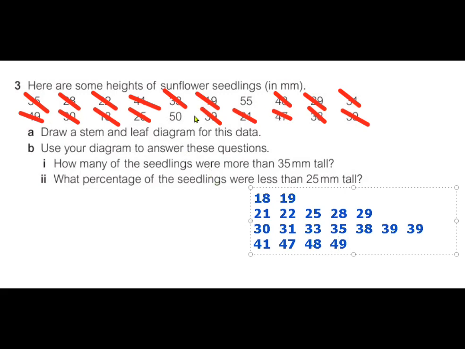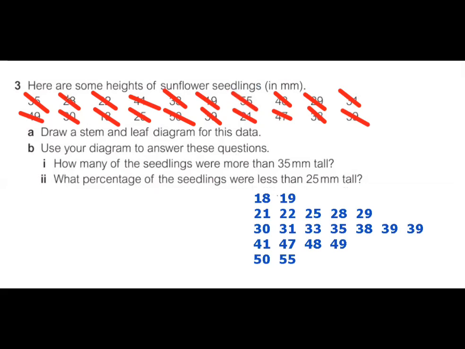We still have 50 and 55. And because at 50 we changed the tens, it means we're going to put them on another line. So here 50 goes to the next new line. So here we put 50, and then the last one will be 55. And now we put a line on 55, so we know that you used the data.